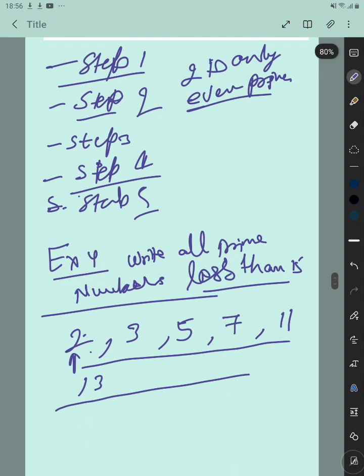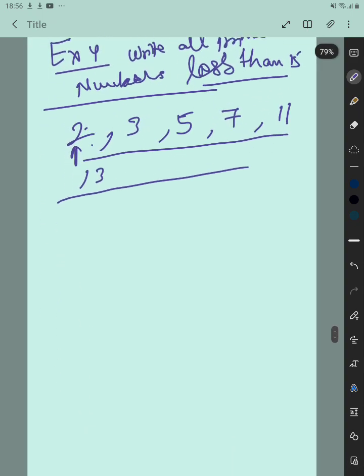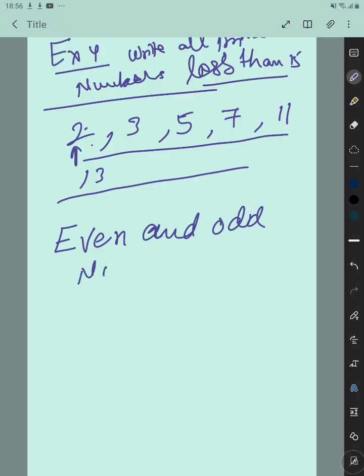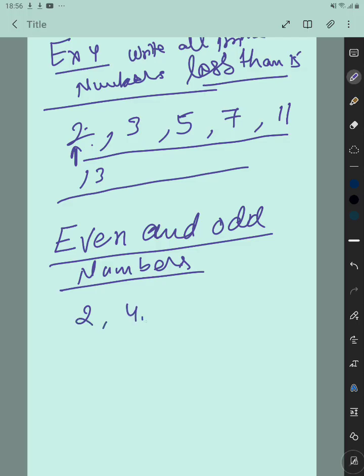Understood? Now we'll talk about the odd and even numbers. Even and odd, so what are those? Any number that can be exactly divided by 2 is an even number, starting from 2, 4, 6, 8, and 10 and so on.